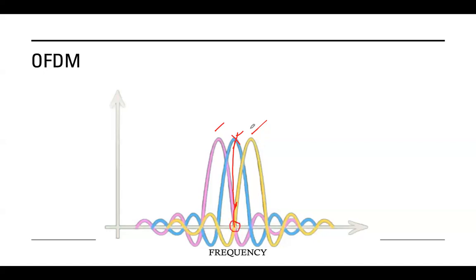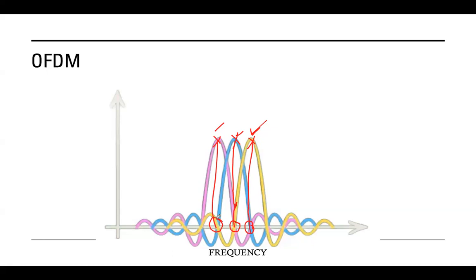Similarly, if you consider the yellow signal, this is its peak. When it reaches the peak, the other two signals, the blue and the pink, are at their 0. Hence, the other two signals do not affect the yellow signal. The same goes for the pink signal: where it reaches the peak, the other two signals are at their 0. This property helps to avoid any sort of interference between these signals.